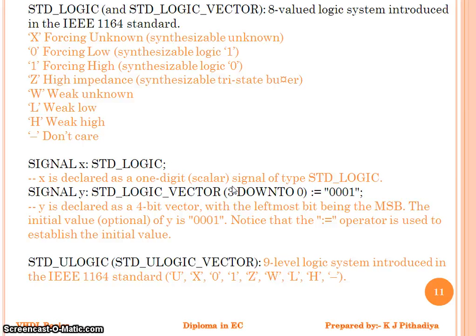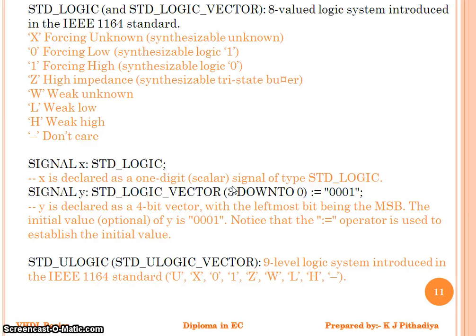Now signal Y is defined as std_logic_vector, 3 down to 0. Again we are defining this with a starting value, which can also be known as the initial value, defined within double quotes: 0 0 0 1. So we can see that Y is declared as a 4-bit vector with the leftmost bit being the MSB. The initial value of Y is 0 0 0 1. We can notice the particular symbol operator that is used to establish the initial value.